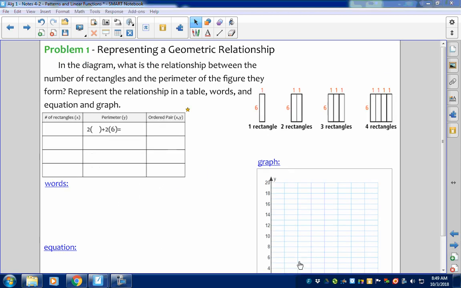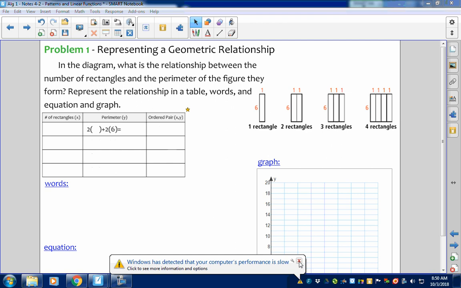All right, representing a geometric relationship here, we're going to combine a little bit of geometry, the idea of perimeter, with a linear function. See, perimeter is one-dimensional, right? Perimeter is just length. So it makes sense to connect perimeter with a linear function, whereas area is two-dimensional, right? So the mathematical model for area would be a quadratic function, or something with an x squared in it. And then volume is three-dimensional, so you would have what's called a cubic function to model that, x cubed. So we're going to focus on just perimeter here. Let's go ahead and fill out this chart.